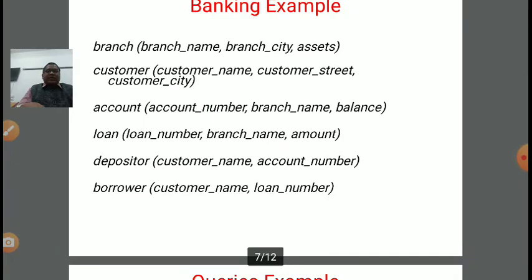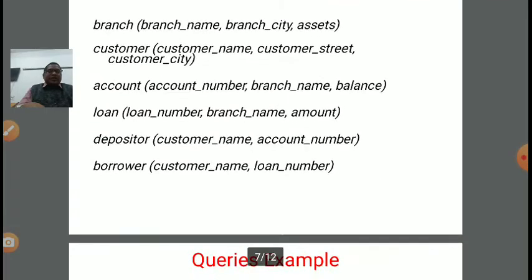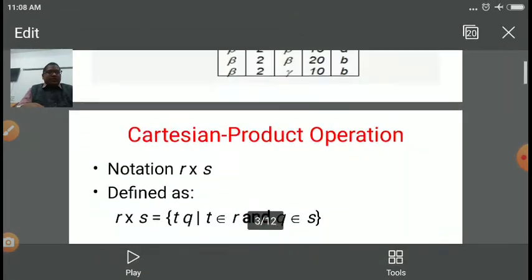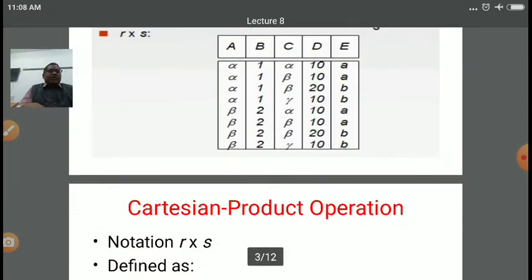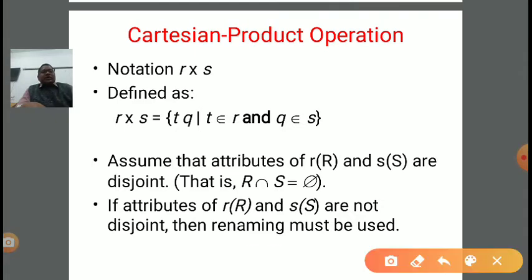In banking there are 6 relations I have listed here. Various columns and attributes are there, and we will discuss some queries in today's lecture. So starting from Cartesian product. First, the notation. The notation is cross, or we can say multiply. In order to apply Cartesian product, the operation is between two relations, so a minimum of 2 relations is required. There may be more than 2 relations, but at a time only 2 relations will be operated with the help of Cartesian product. So the notation is R cross S.